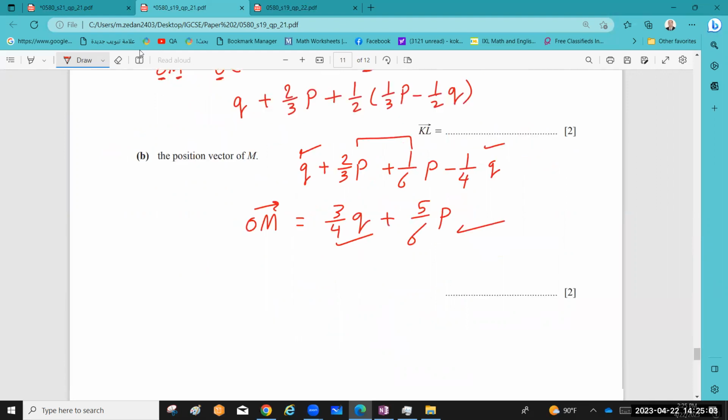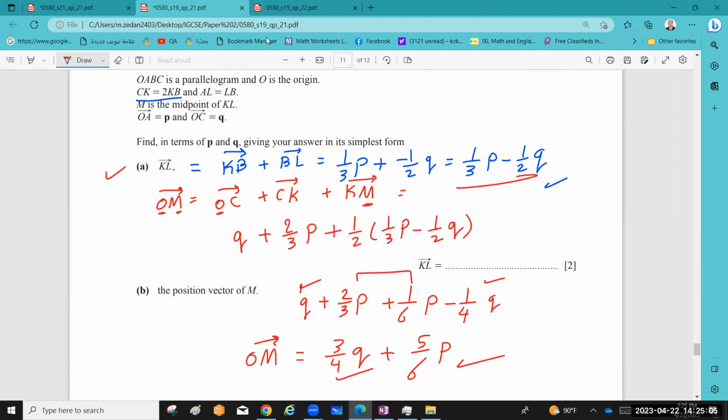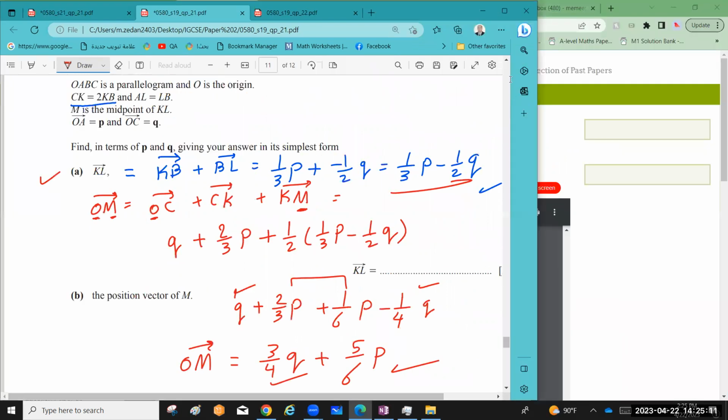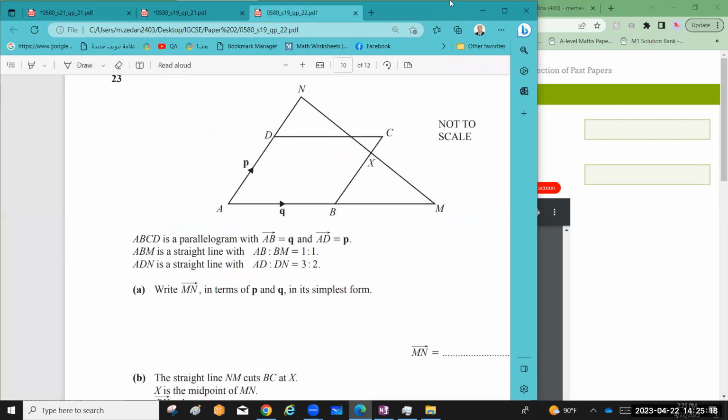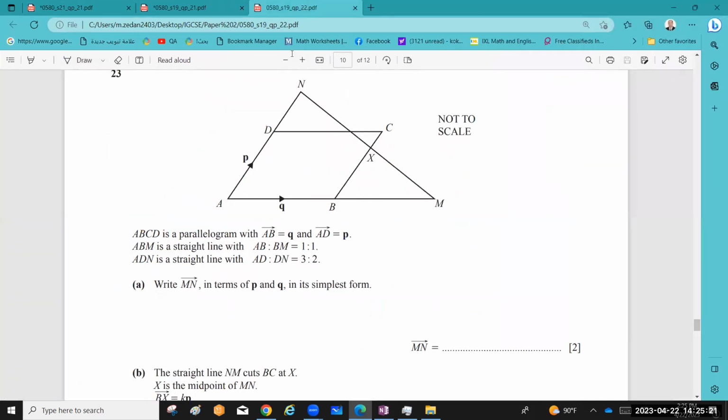Okay, the third question. In this figure, I also have much given information. Try to write the given information in the figure; it will help you so much to understand and solve.